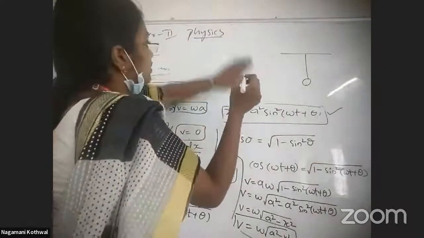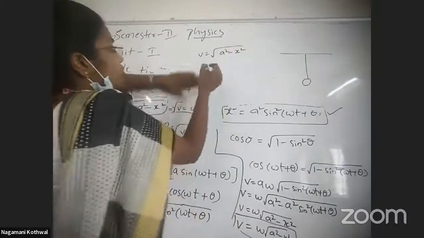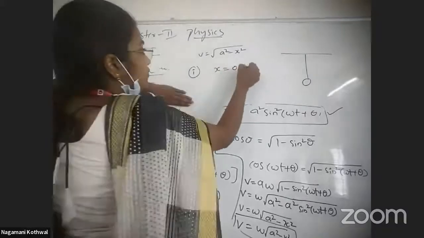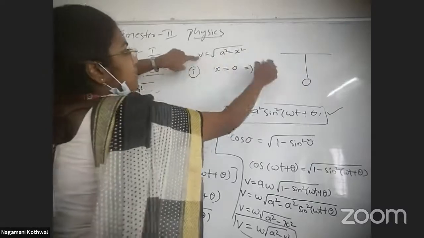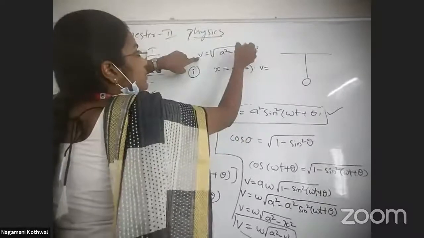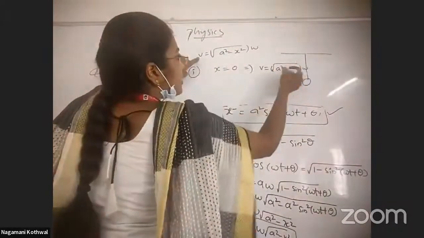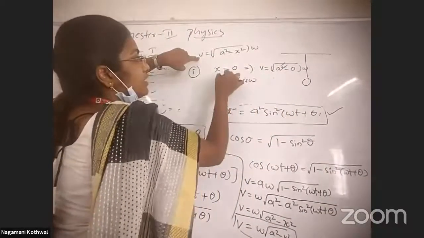So in this, v is equals to omega into under root a square minus x square. Two cases are there. Case 1 is when x is equals to 0. What will happen to the velocity? If x is equal to 0, then you will get v is equal to omega into under root a square minus 0. Here the square root gets cancelled. So velocity will be a into omega when x is equal to 0.